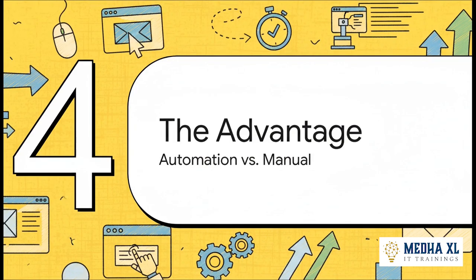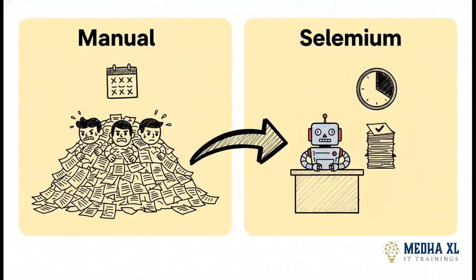All right, so now we have our robot. That's the WebDriver, and we know what to tell it to interact with. Those are the web elements. Let's get to the real payoff. What happens when we put this all together? This right here is where it all clicks.